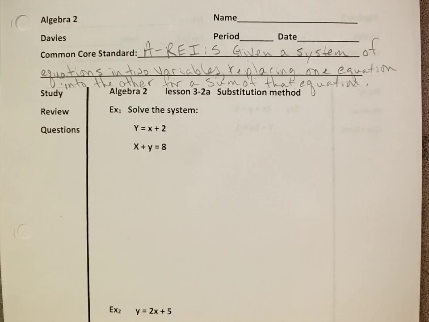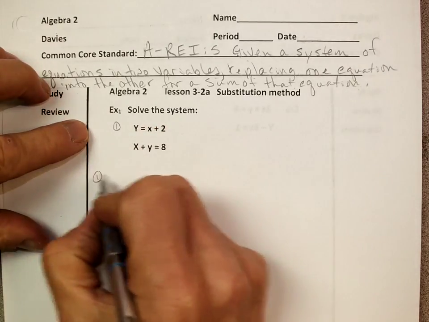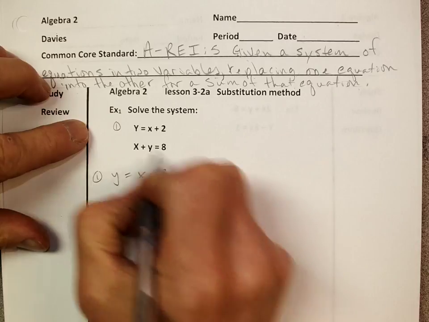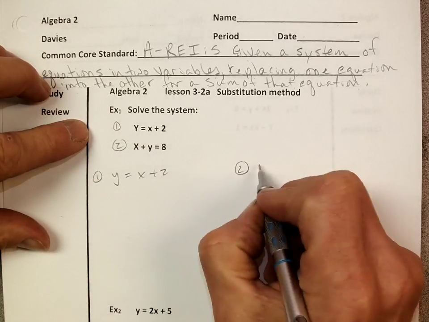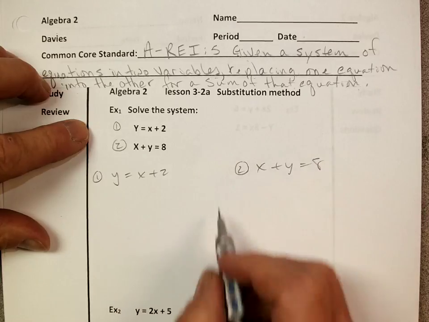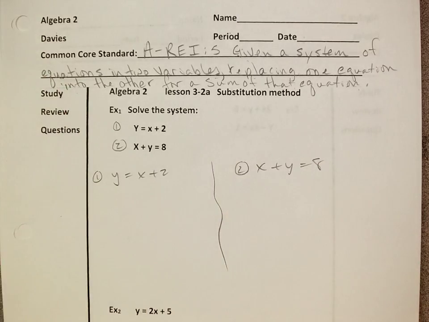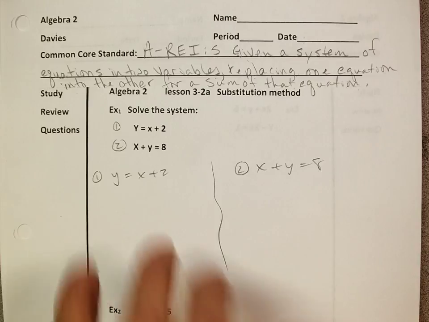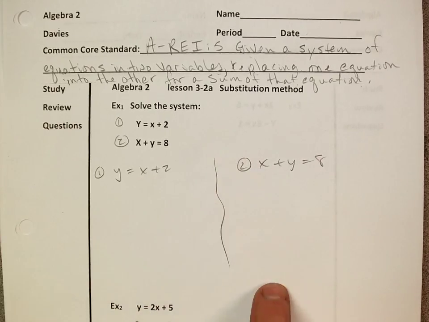So here's my method, and I'd like you to do it my way. I really would. Whenever I do substitution, I always write the two equations side by side because I need space to work, okay? So I'm going to write off the bat, equation 1, I'll write as y equals x plus 2, and equation 2, I'll write as x plus y equals 8. And I like to put a line down between, okay? I need room to work on either one or the other equation, right? So I write them side by side and put a little line down the middle to separate them, okay?